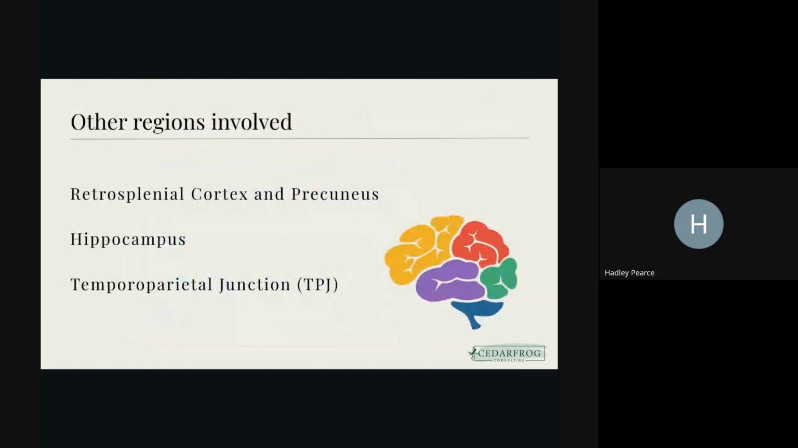Other areas that are involved in the default mode network are the retrosplenial cortex and precuneus, which have a role in spatial memory, time, and context thinking, or contextual linking, sorry. It's part of the hippocampus, which is involved with episodic memory, imagination, and personal history. And the temporoparietal junction is involved with social cognition, empathy, and moral reasoning.